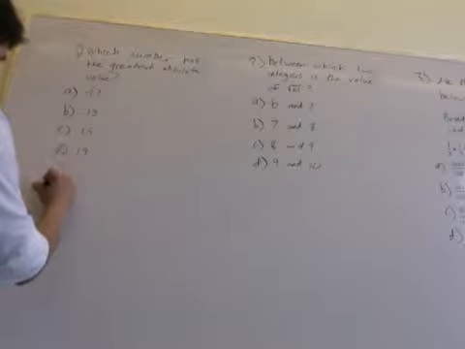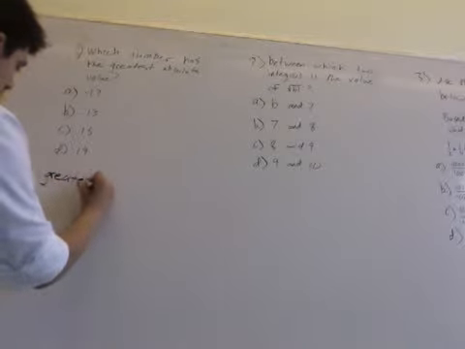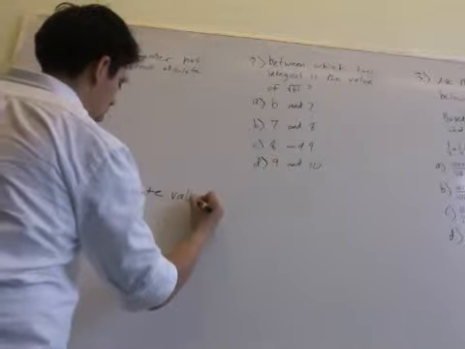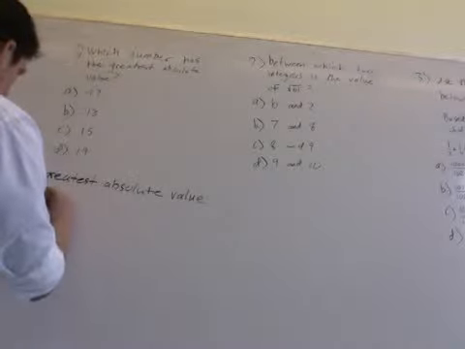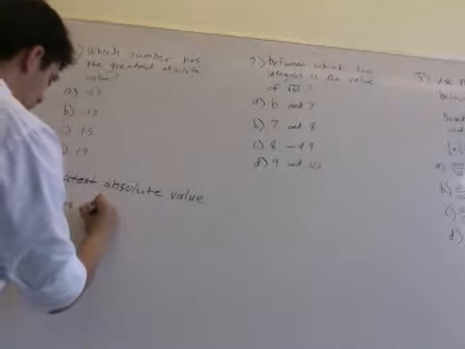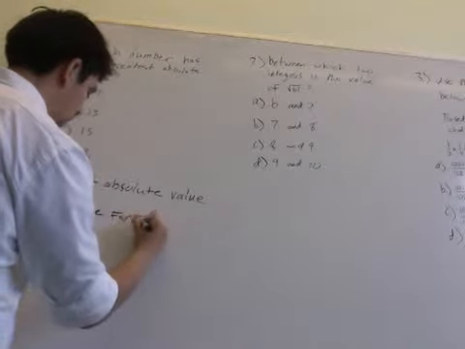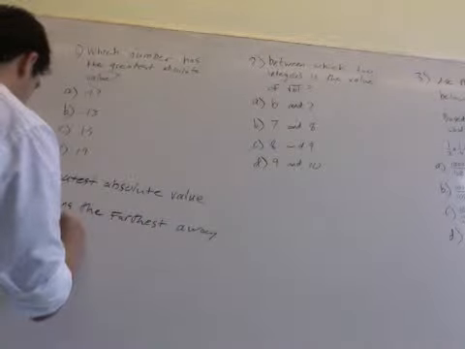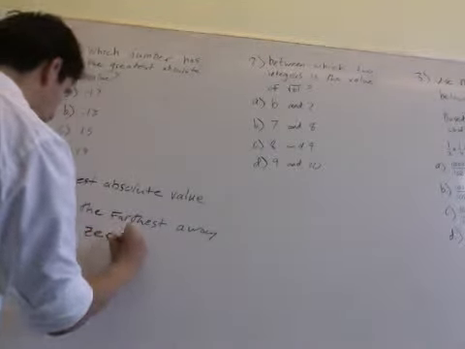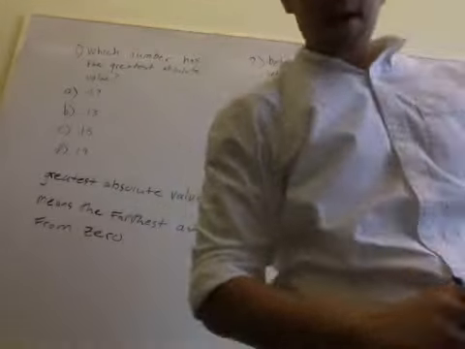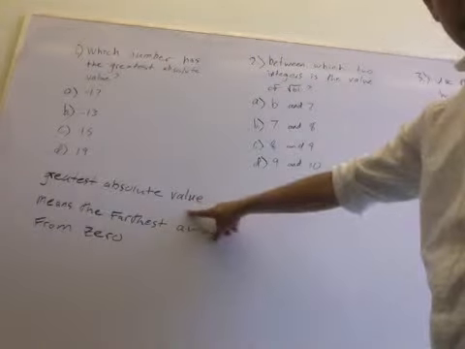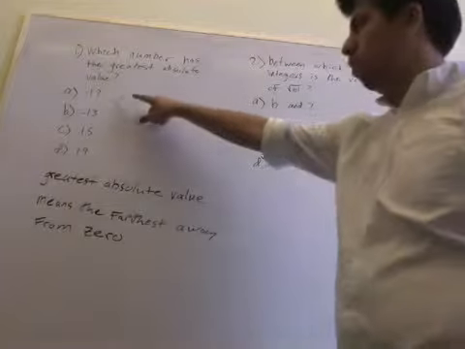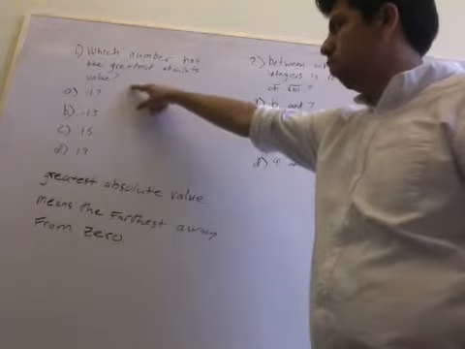Greatest absolute value means the farthest away from 0. Okay, hope you can read that. The greatest absolute value means the farthest away from 0. So, which of these numbers are the farthest away from 0?